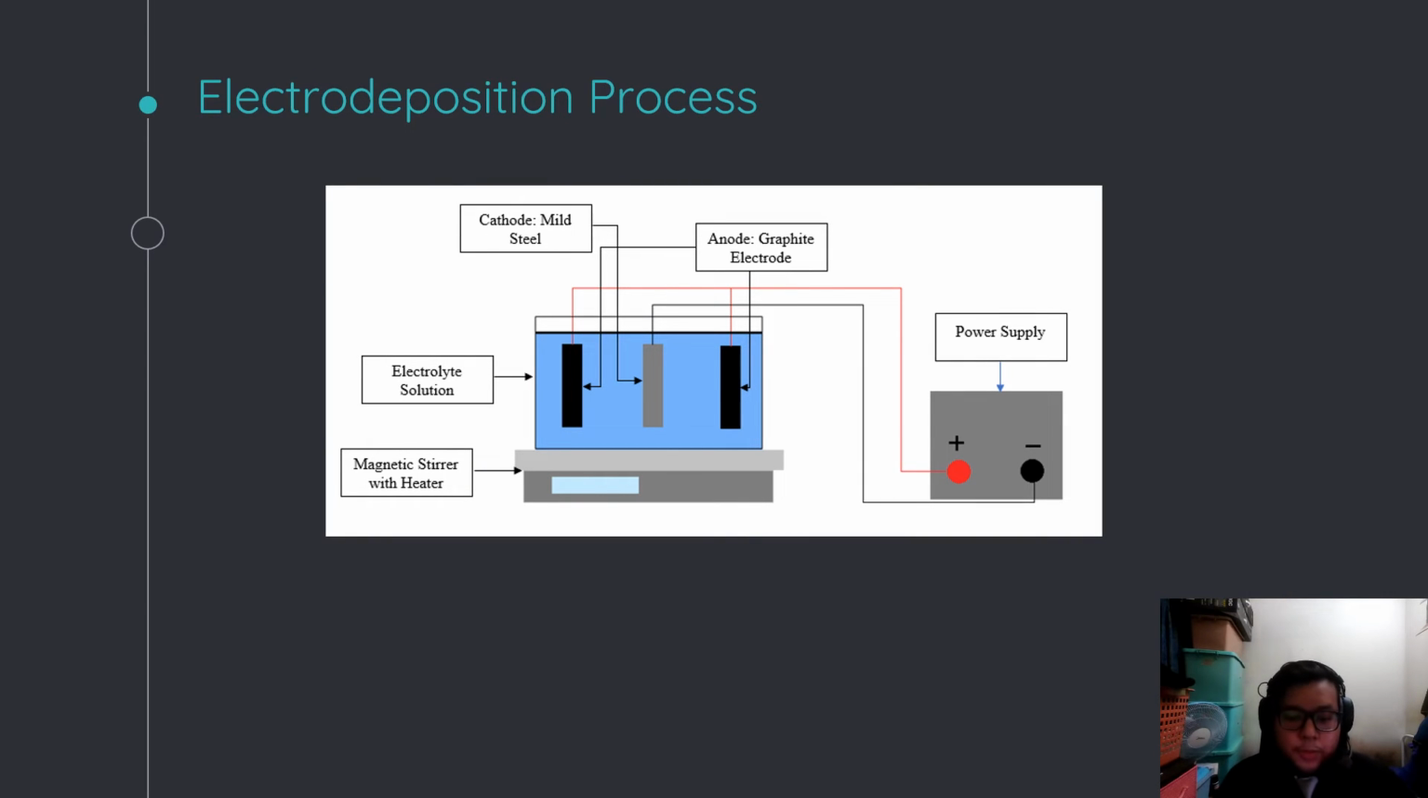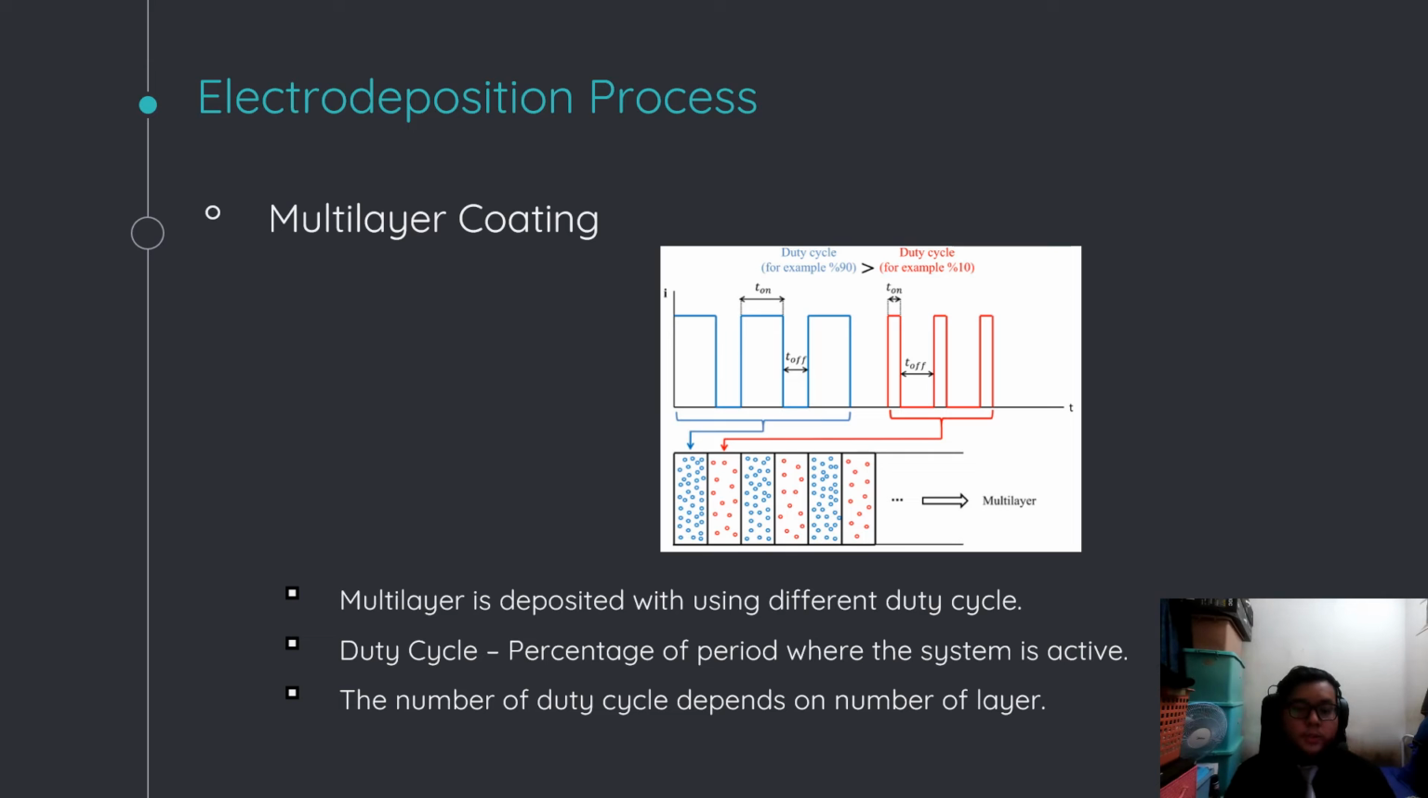Next is the electrodeposition process. So in this picture we can see the mock-up for the experiment. There will be 3 electrodes connected to the power supply: the cathode, which is the mild steel, and also the anode, which is a graphite electrode. There will be 2 graphite electrodes, where one of the electrodes will act as the counterbalance, so that the coating will be more uniform. We also have the electrolyte solution and a magnetic stirrer with heater, which will be kept at a temperature of 45 degrees Celsius.